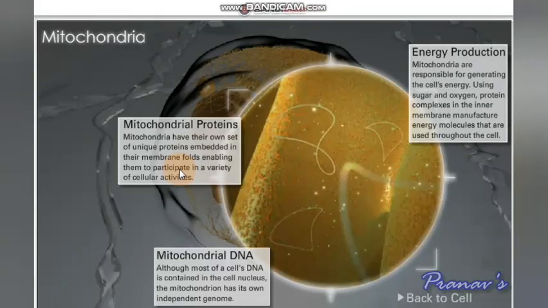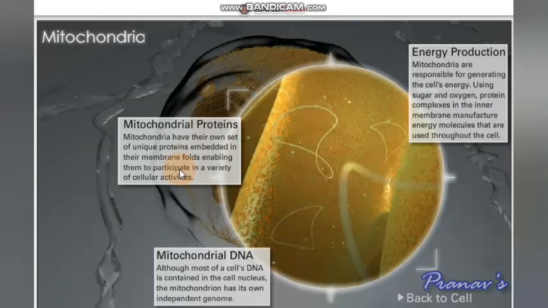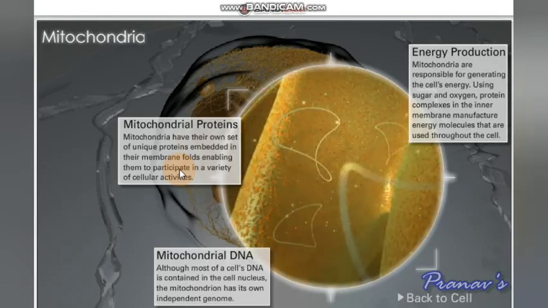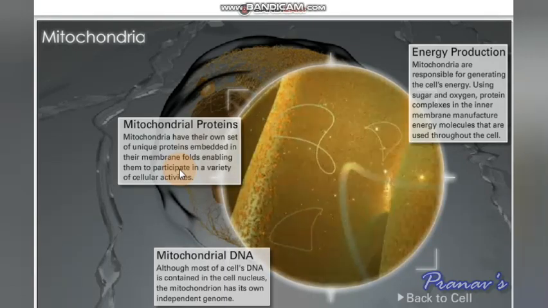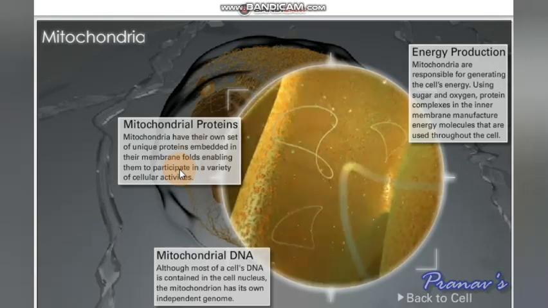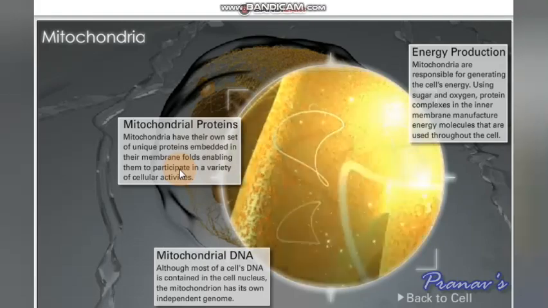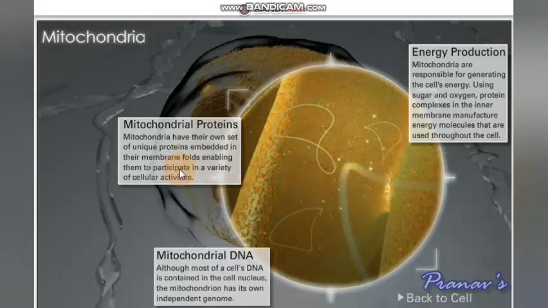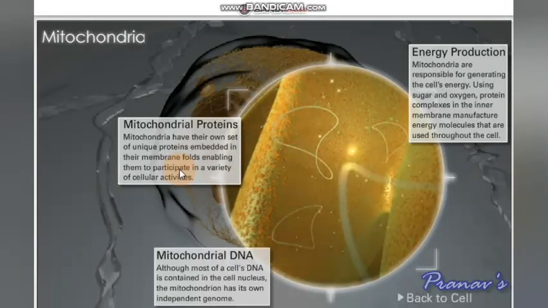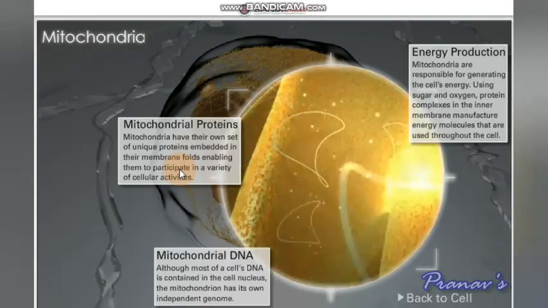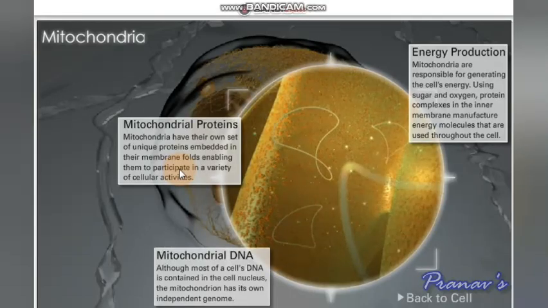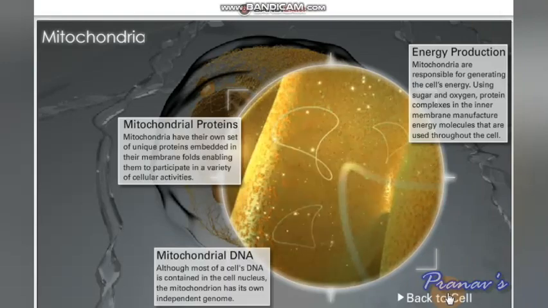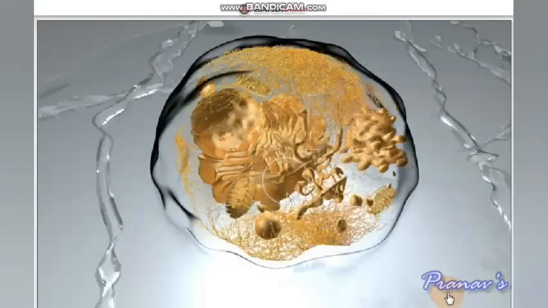Although most of cell's DNA is contained in the cell's nucleus, the mitochondrion has its own independent genome. Genome means set of gene. All the gene together termed as genome. It produces ATP also, that is adenosine triphosphate. Mitochondria are responsible for generating the cell's energy using sugar and oxygen. Protein complexes in the inner membrane manufacture energy molecules that are used throughout the cell.